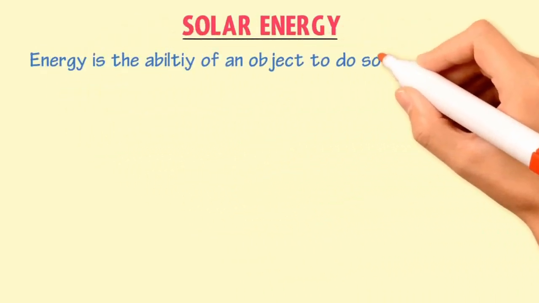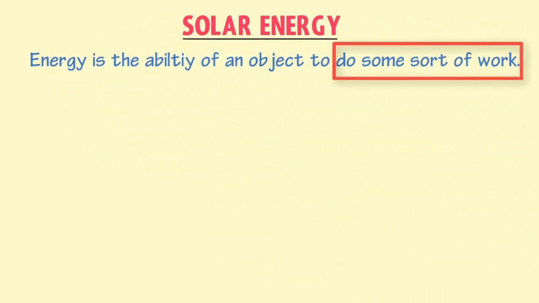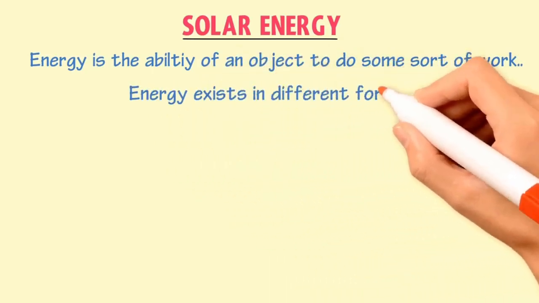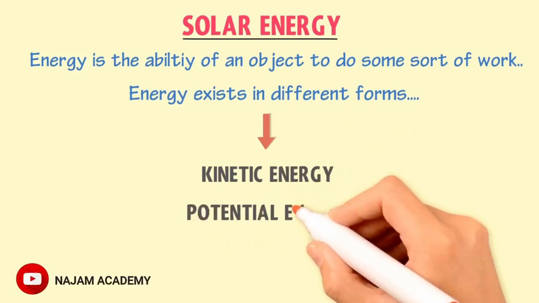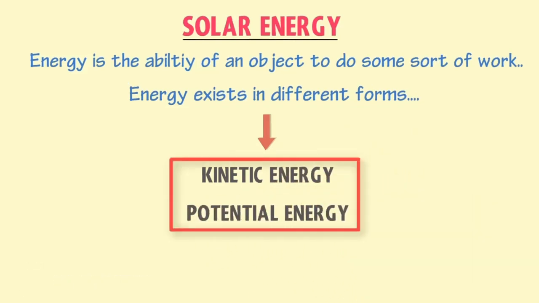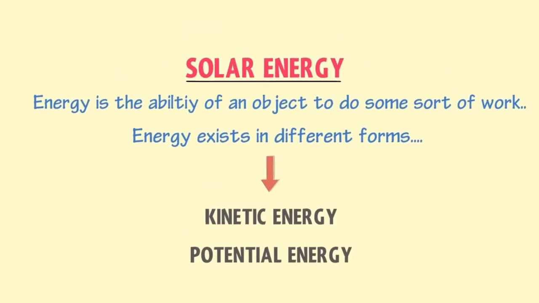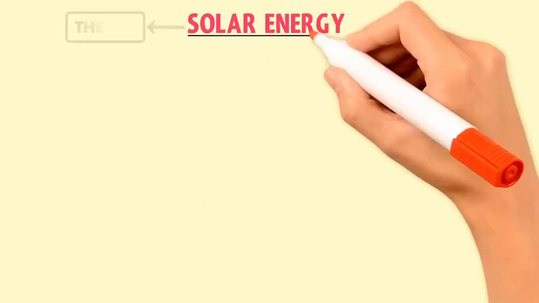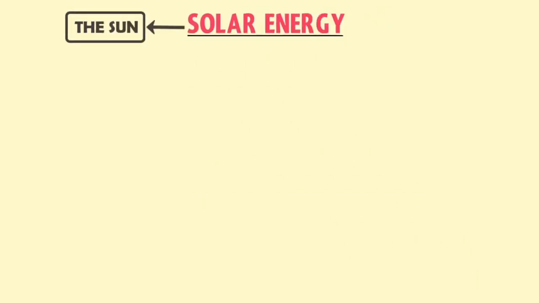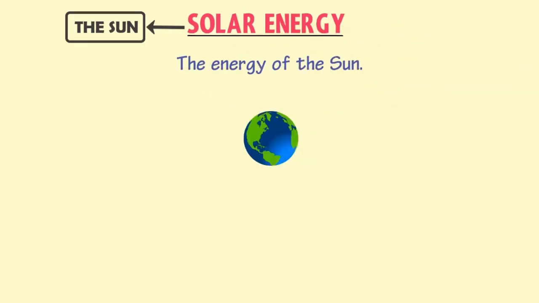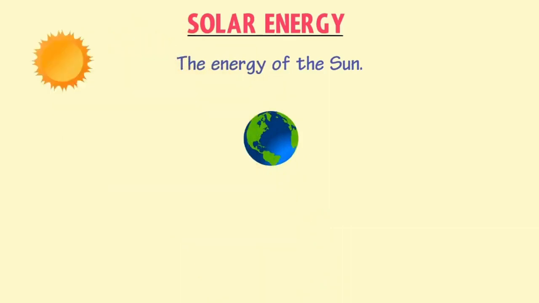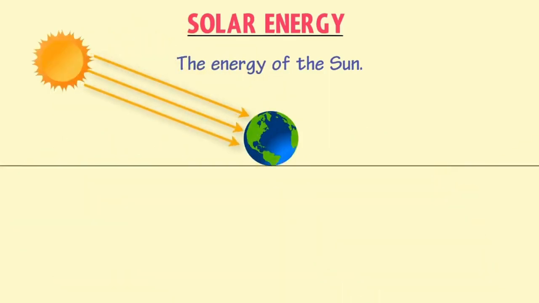Solar energy. We know that energy is the ability of an object to do some sort of work. Energy exists in different forms like kinetic energy and potential energy, which we have already discussed in our previous lectures. Now let me teach you about solar energy. As the word solar means the sun, hence solar energy means the energy of the sun. Each and every day, the earth receives huge amount of energy directly from the sun.